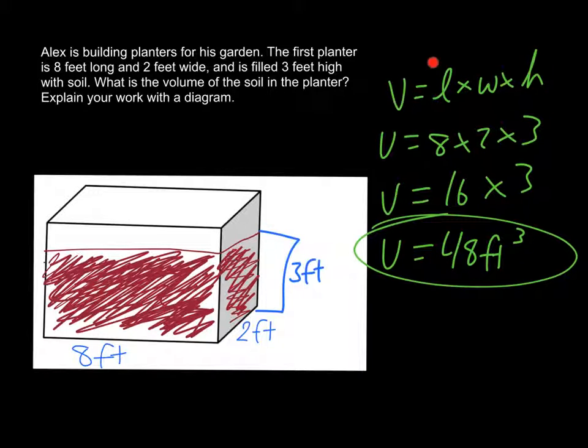Then we wrote the formula, plugged in the values that we have, and found out that there are 48 cubic feet in this. And remember, it's cubic feet, not square feet. Square would be 2 dimensions. We are working in a 3rd dimension here.